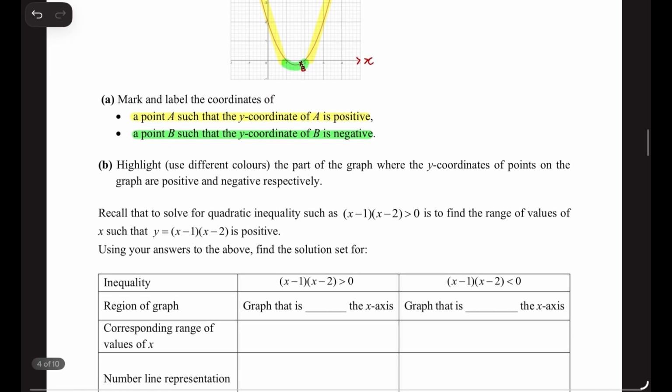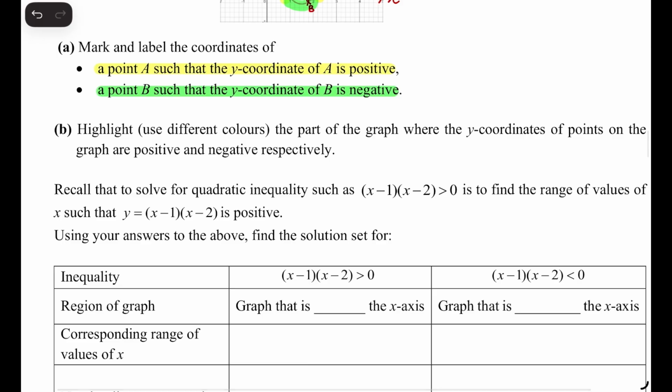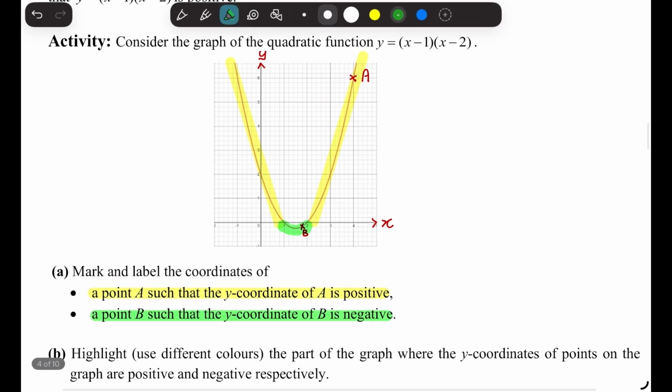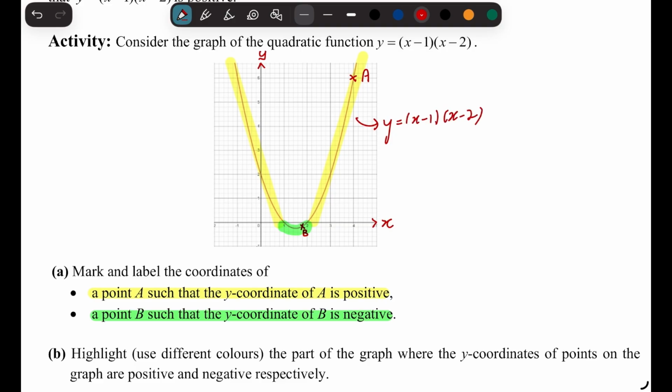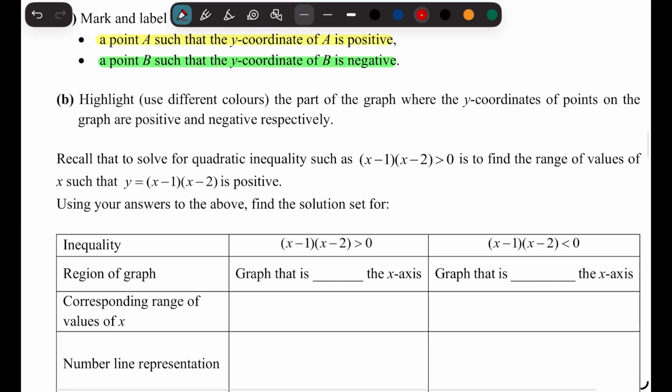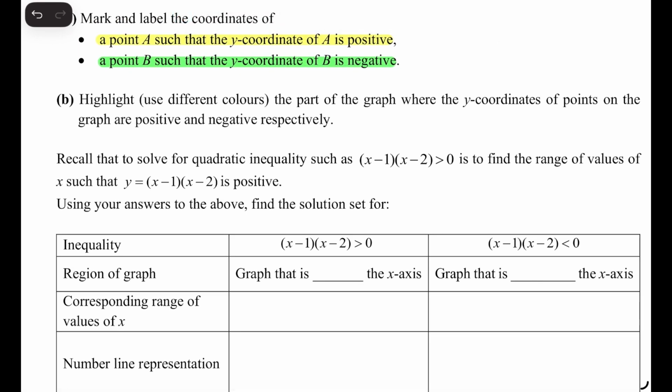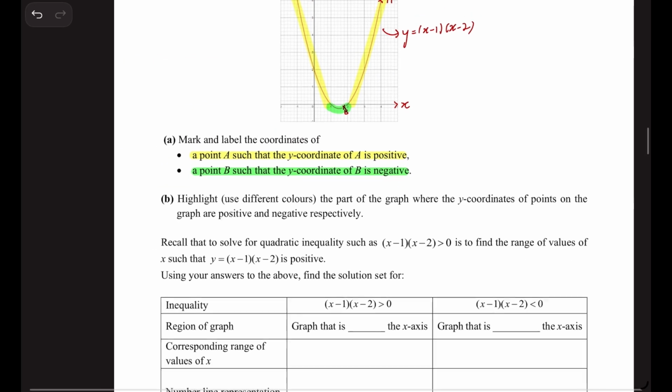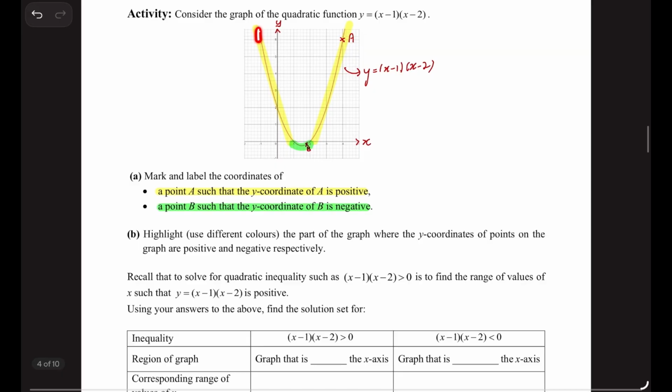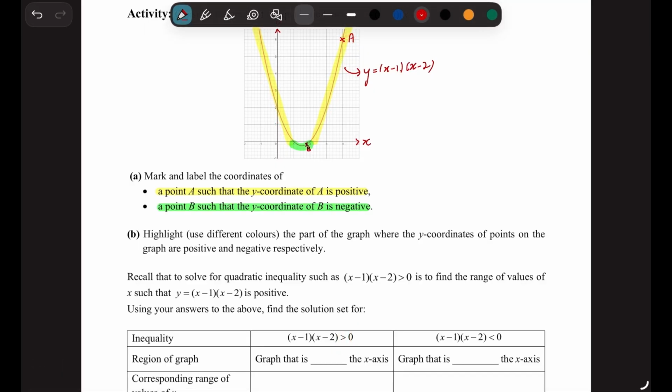So if I now look at this inequality, this graph represents the equation y equals x minus 1 times x minus 2. If I have to solve the inequality where x minus 1 times x minus 2 is more than 0, it means I want to find the part of the graph that is above the x-axis, which is this part and this part here. If it is more than 0, it is above the x-axis.